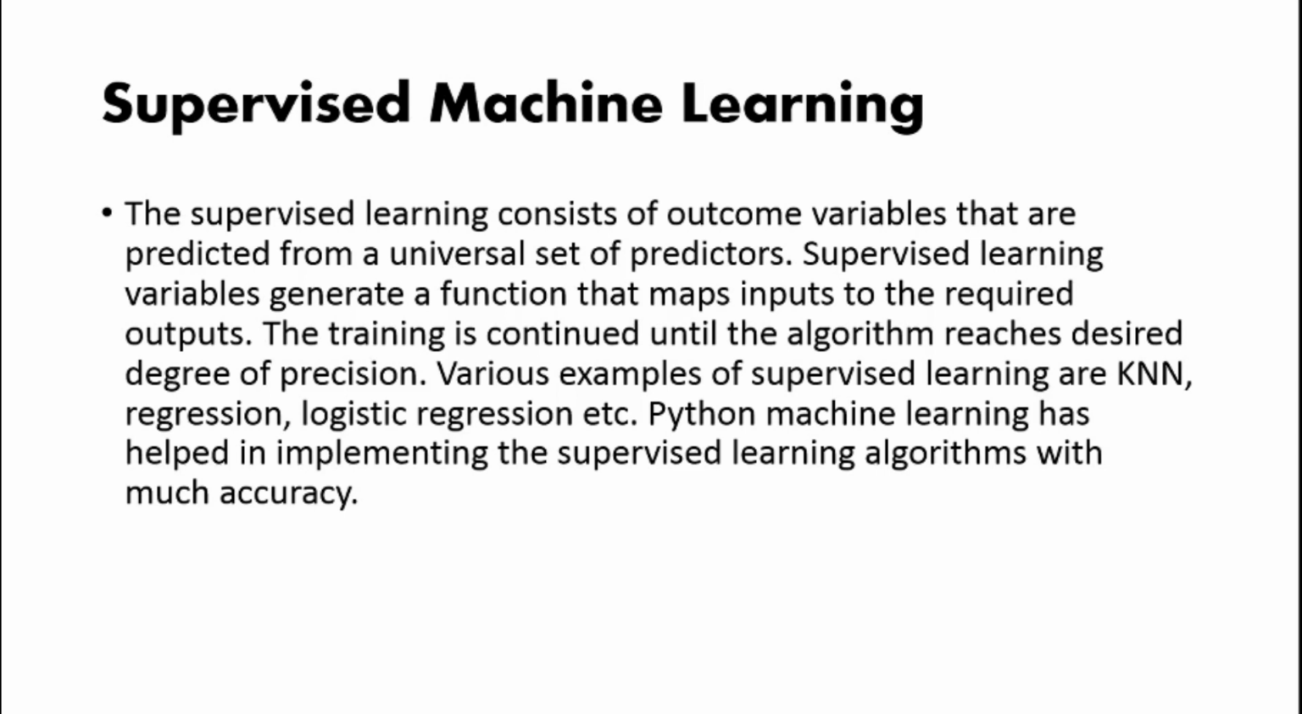Now, some techniques of machine learning are basically supervised learning. Supervised learning consists of outcome variables that are predicted from a universal set of predictors. Supervised learning variables generate a function that maps inputs to the required outputs. The training is continued until the algorithm reaches the desired degree of precision. Various examples of supervised learning are KNN, regression, logistic regression, and so on. Python machine learning has basically helped in implementing the supervised learning algorithms with much more accuracy.